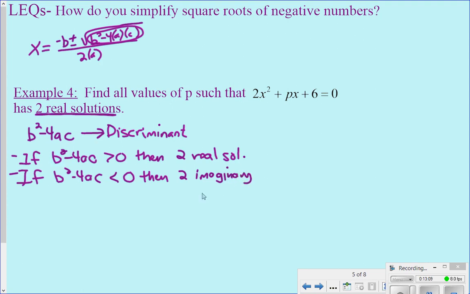And again, sometimes they won't be just imaginary, they'll actually be complex because there'll be a real part and an imaginary part together. So complex solutions.